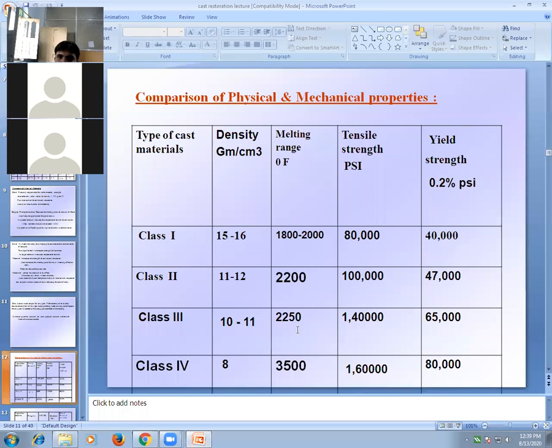So now we come towards the physical properties of all these materials. Right. So class 1, class 2, class 3, class 4. For the class 1, the density is 15 to 16. The melting range of this class 1 alloy is 1800 to 2000 Fahrenheit. Tensile strength is 80,000 Fahrenheit, while the yield strength is 40,000 Fahrenheit.